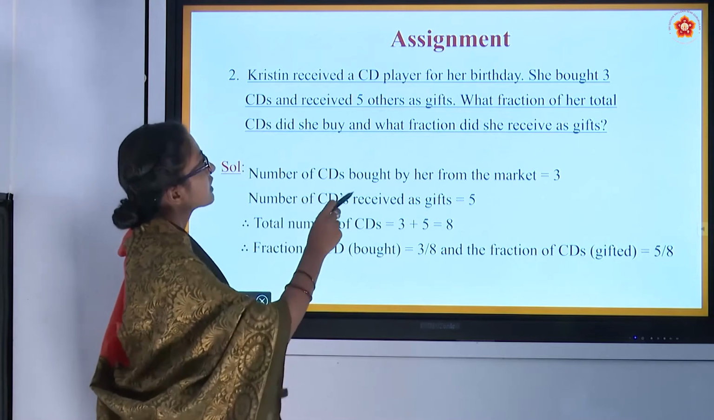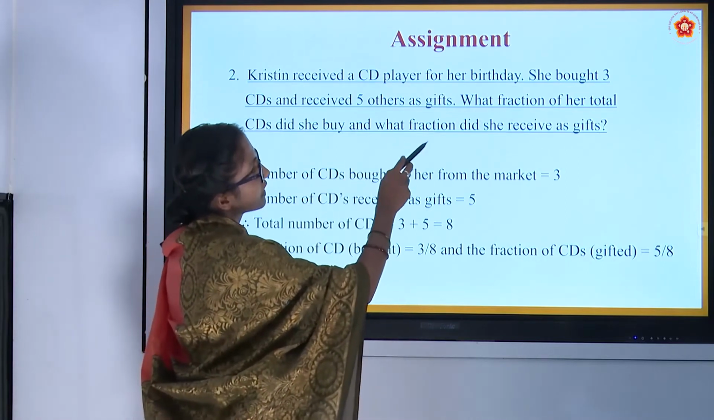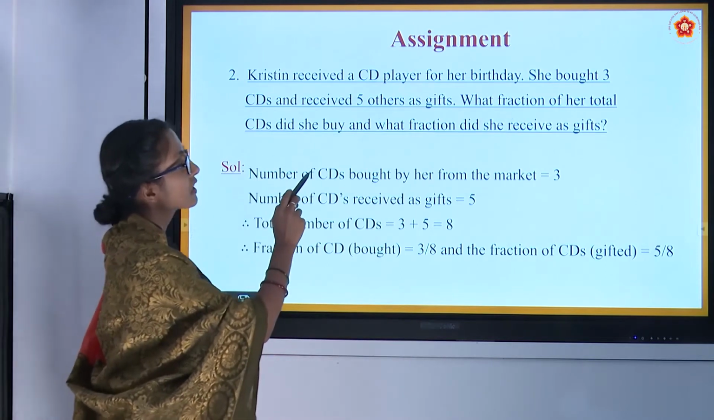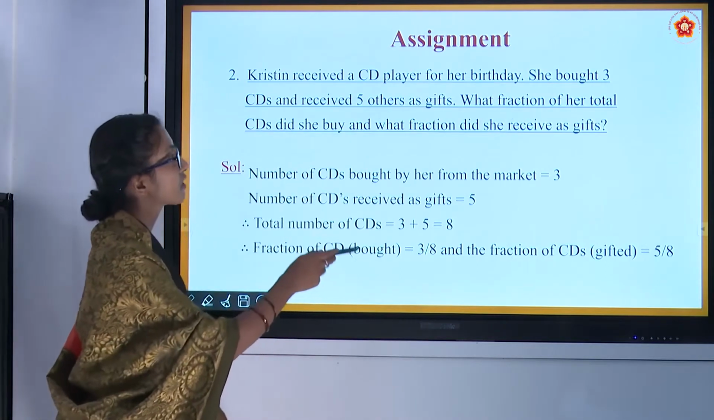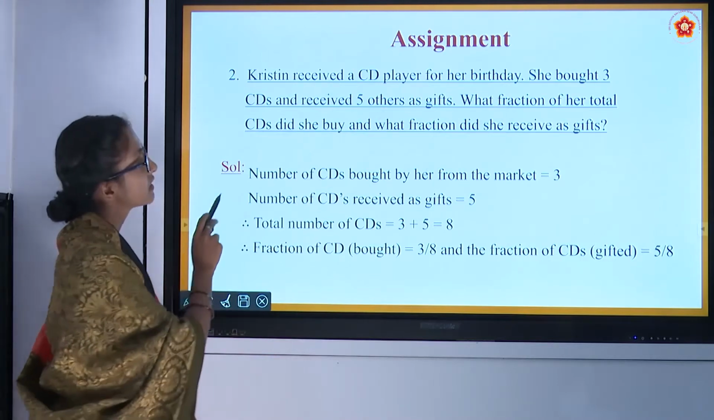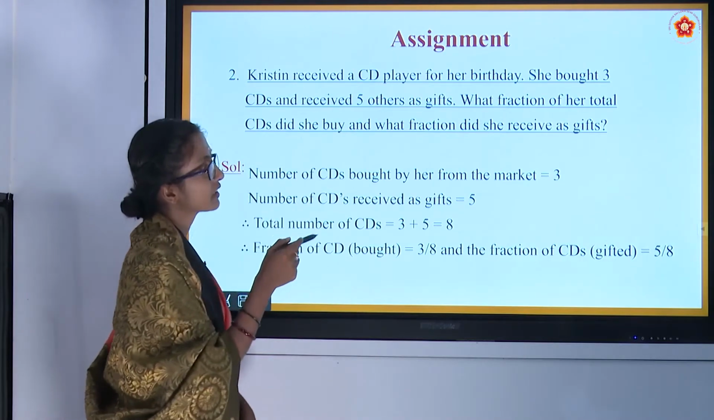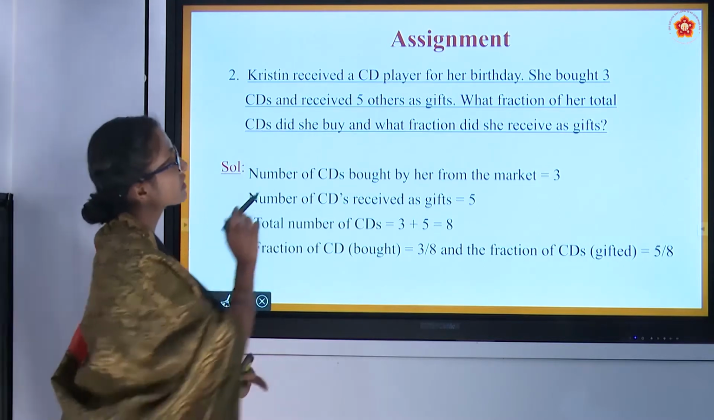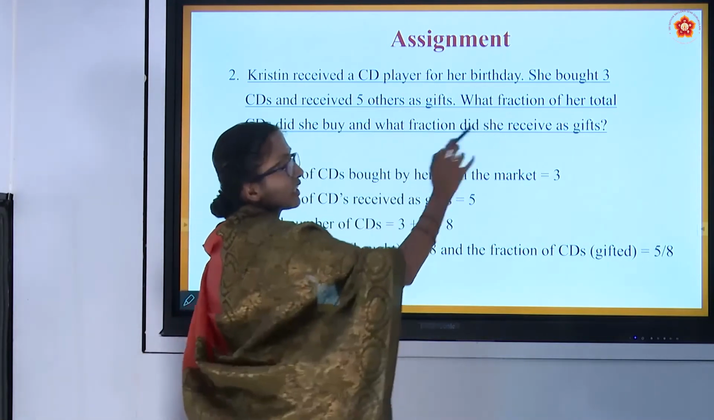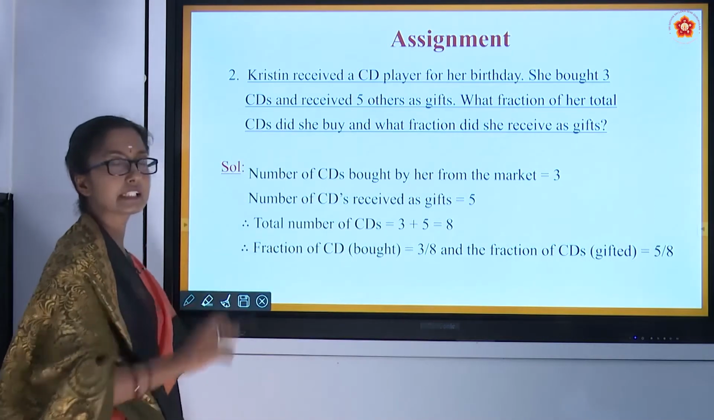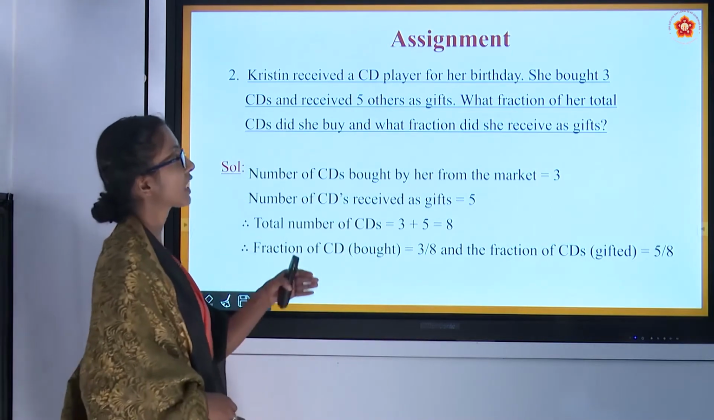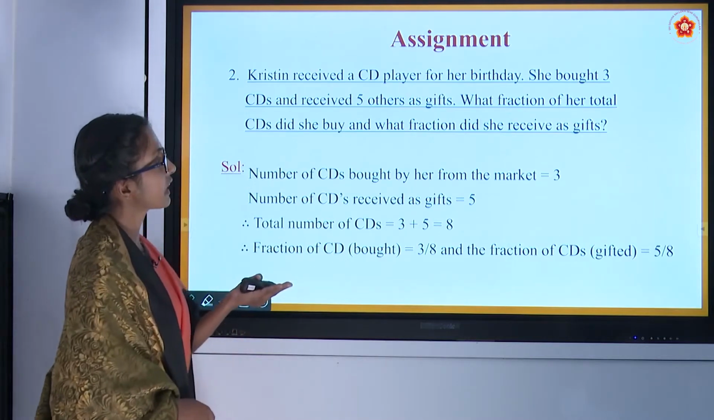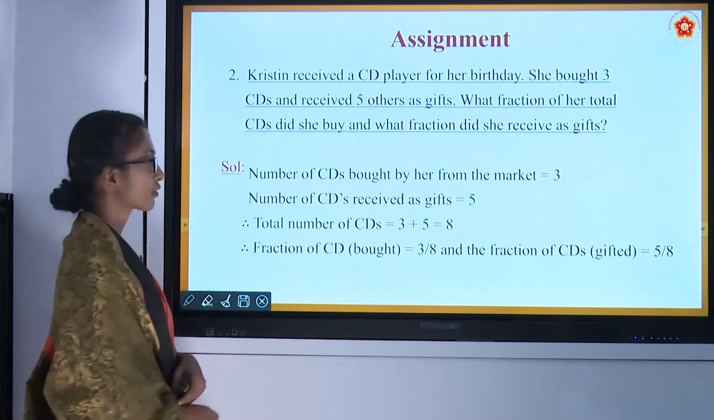Kristen received a CD player for her birthday. She bought 3 CDs and received 5 others as gifts. What fraction of her total CDs did she buy and what fraction did she receive as gifts? So the total number of CDs she has now is 5 plus 3, 5, 6, 7, 8. In total she has 8 CDs. Among them, what fraction did she receive as gifts and what fraction of CDs did she buy? We are going to find it.